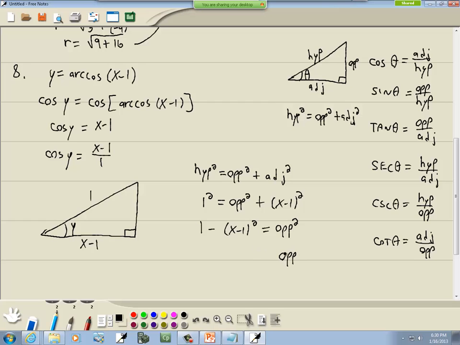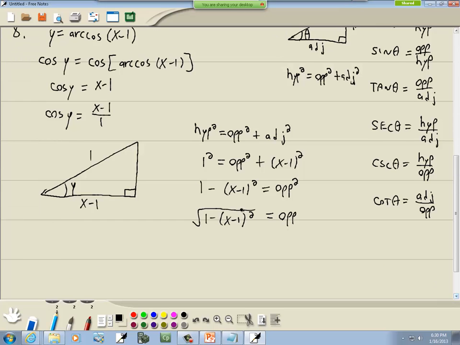Now we'll drop our squared, and normally you'd put a plus or minus on the other side, but we can't have a distance being negative. And specifically, they tell us everything's positive. It's in quadrant 1. So we're just going to have a square root of 1 minus x minus 1 squared. Now that's our opposite side. Okay, so that's your setup. This will be square root of 1 minus x minus 1 squared.